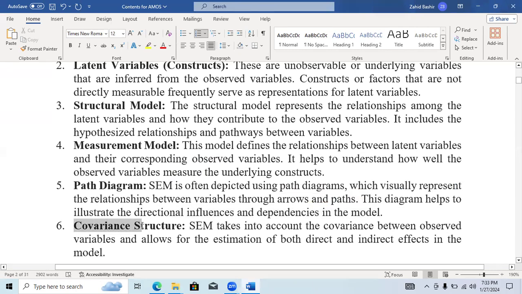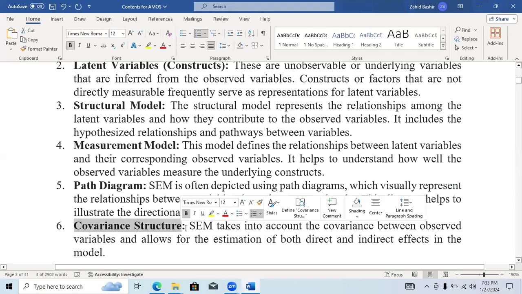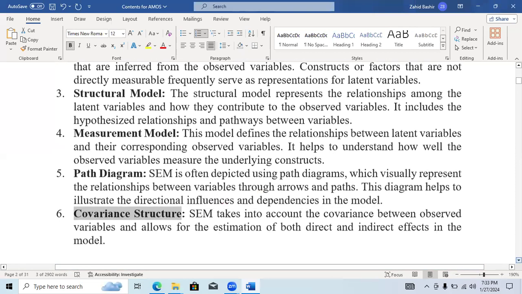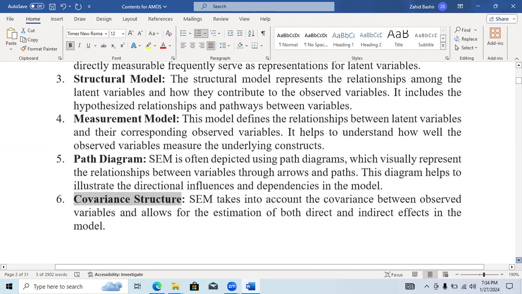The last important component of SEM is the covariance structure. If you are using covariance based modeling, you are probably using the CB-SEM technique of SEM. And there is another technique which is known as PLS-SEM. If your data is not normal or it is non-parametric, and there is no theory behind it, you are going to use PLS-SEM, which is a variance based technique.